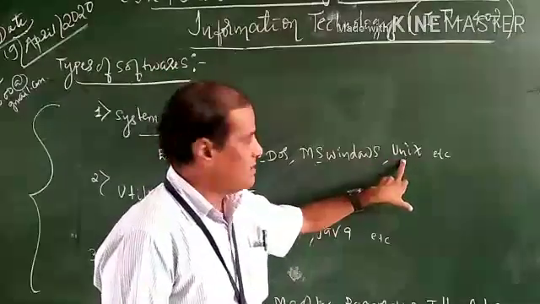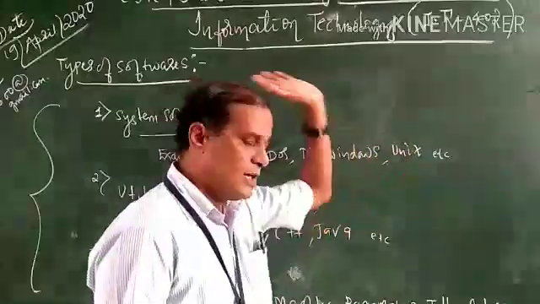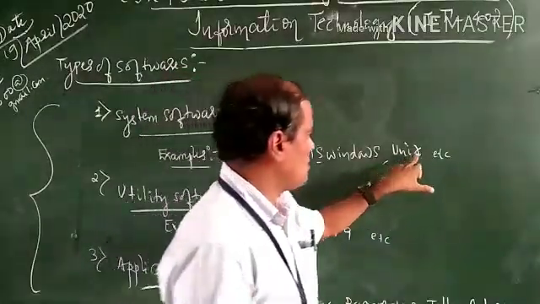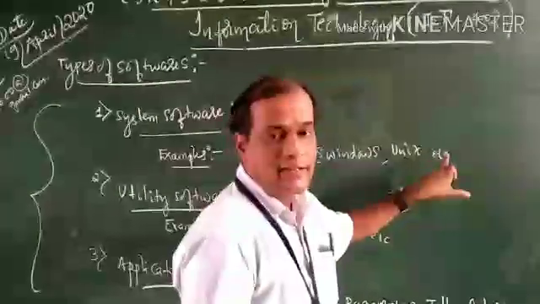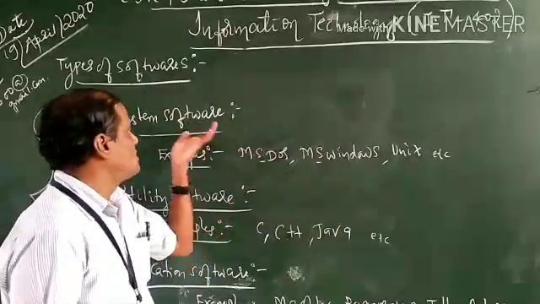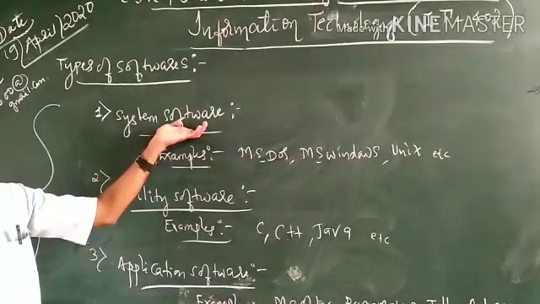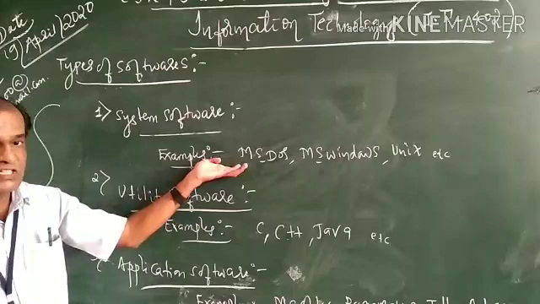Unix is also one of the operating systems. Again, the types of operating systems we can study in detail later on in classes. Unix is one more operating system, and its extended version is called Linux or Red Hat Linux. These are the examples of system software. System software is mainly related to the computer, the system, the PC, which is used to work or interact with the computer. Those are system software.